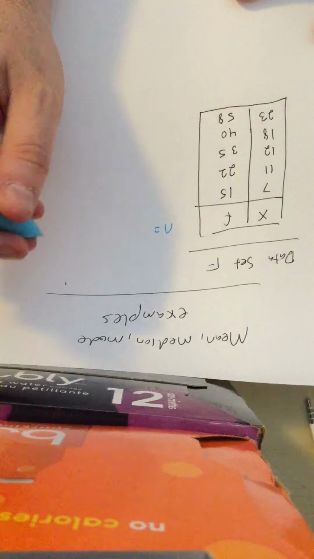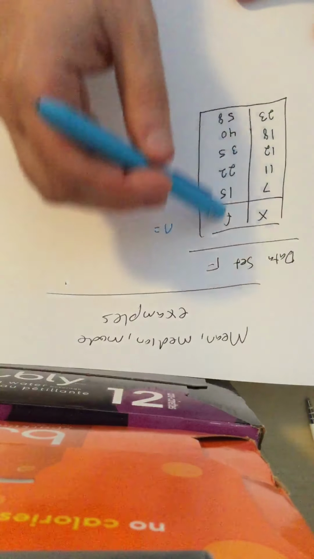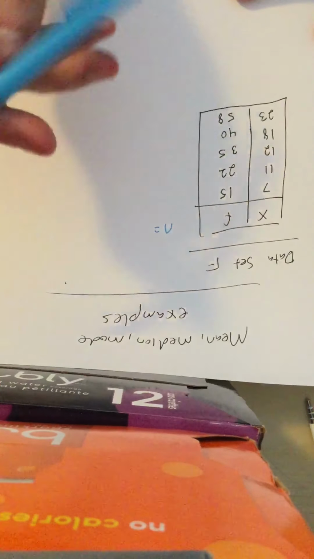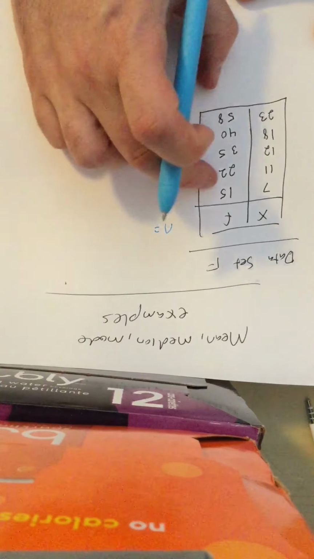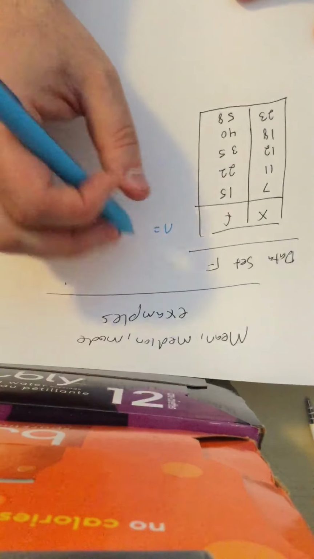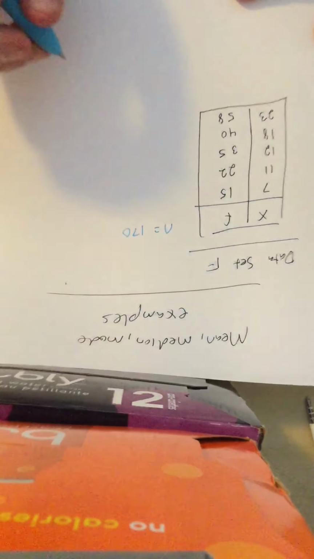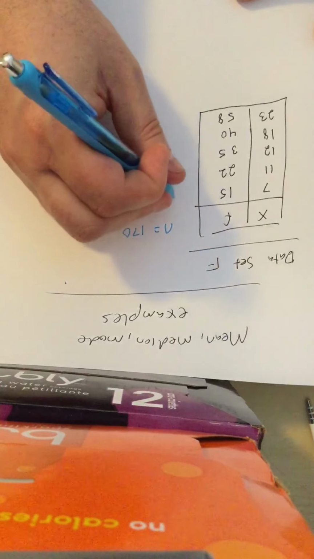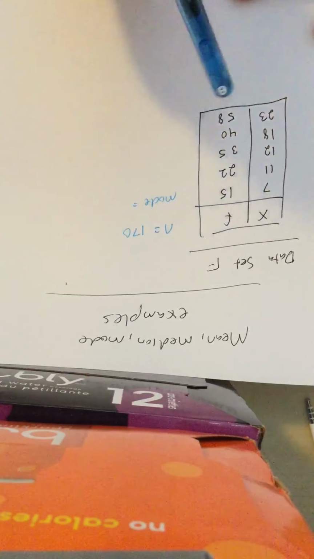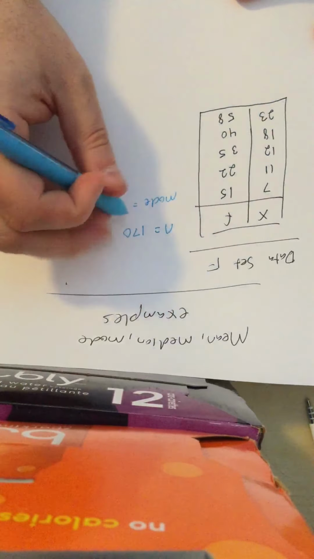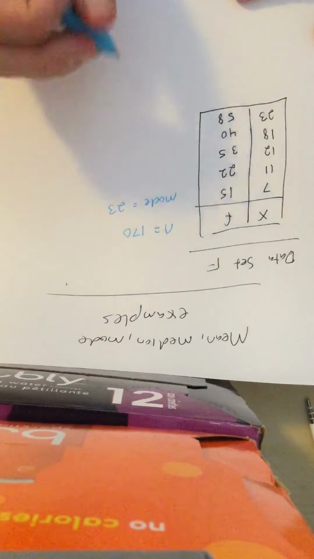So the n is going to be how many points do we have, and for that we're going to sum up the frequencies. And so that's 15 plus 22 plus 35 plus 40 plus 58, which is going to be 170. The mode is going to be the one that's most common. The one that's most common is this one over here. So the mode is going to be 23.